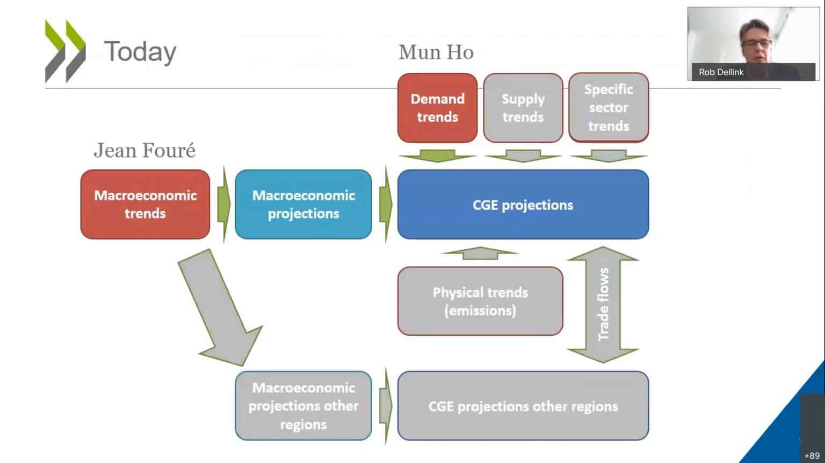So for today, we have two excellent speakers lined up. Jean Fauré will talk about the macroeconomic trends and how that feeds into the CGE projections, and also how these macroeconomic trends and the assumptions you make there affect CGE projections and baselines. And then we have Man Ho, who will talk about the demand trends, so the consumer side, and how that affects CGE projections and what the different modeling teams do.